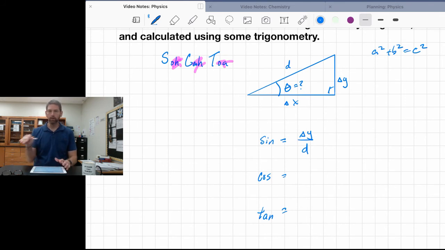Cosine would be the adjacent side, so SOHCAH, adjacent over hypotenuse, so the adjacent is the delta x over the d, over the hypotenuse, right? And then tangent would be your opposite over your adjacent. So opposite is going to be delta y over delta x. And that's it. That's it. It's pretty straightforward.